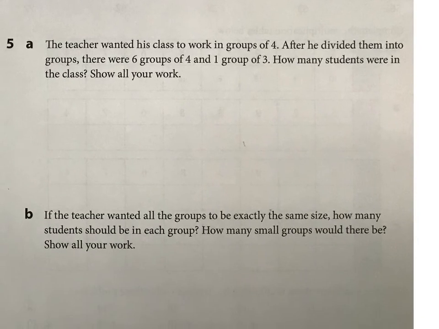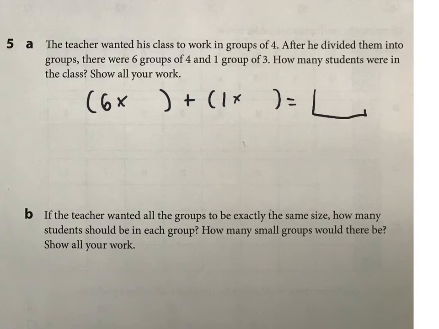And then here we have some group work. The teacher wants his class to work in groups of 4. And then he divided them into groups, and there were 6 groups of 4 and 1 group of 3. So you can look at your 6 groups of 4 and your 1 group of 3 and put that together to figure out how many students were in the class. And then you're going to get the number that is the answer.